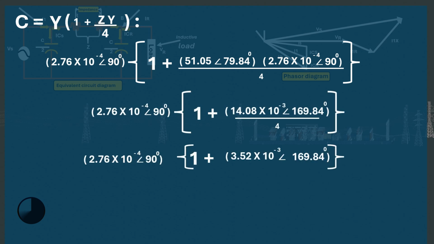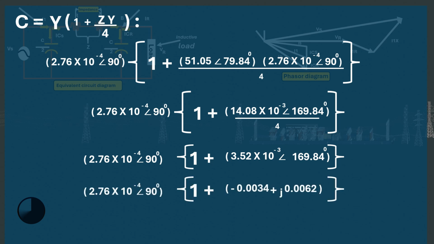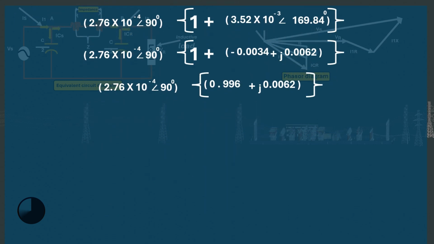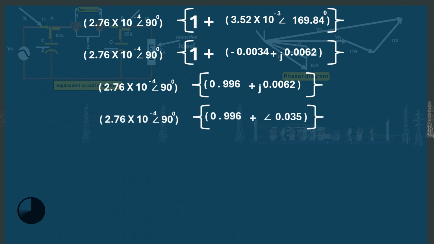Now, in order to add this to 1, we will need to convert from polar to rectangular form. When converted, we will have this, and we can add both. Again, before we can multiply this side of the equation to here, we need to convert from rectangular form back to polar form again. So when we multiply both sides now, the C parameter will now equal 2.75 times 10 raised to power minus 4 at an angle of 90.035 degrees.